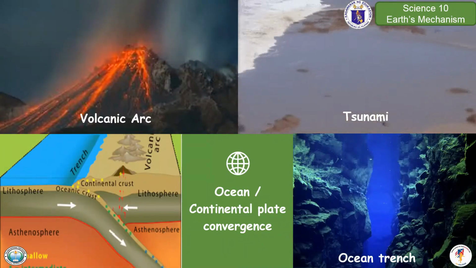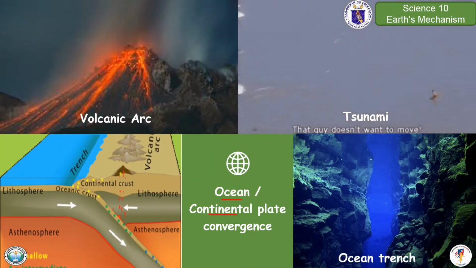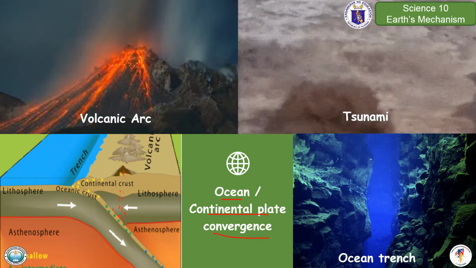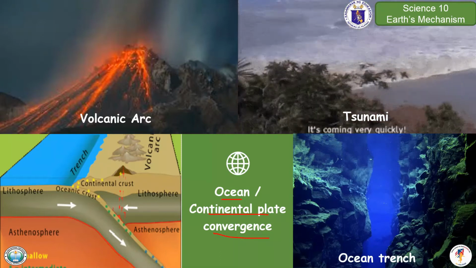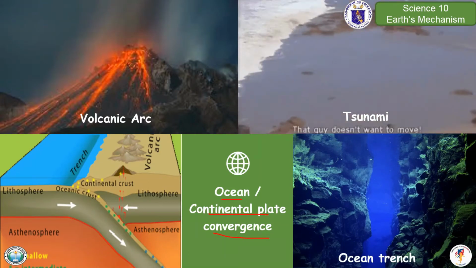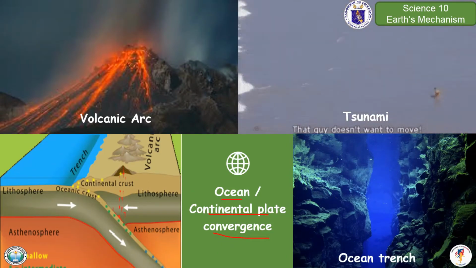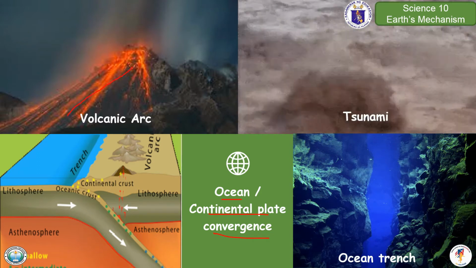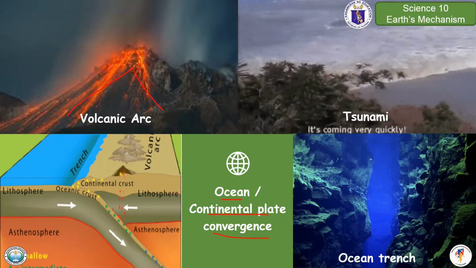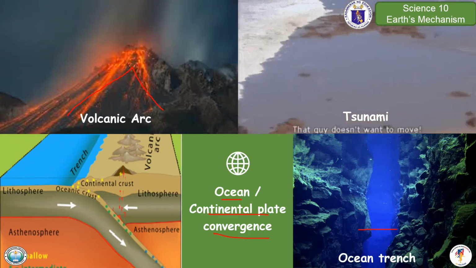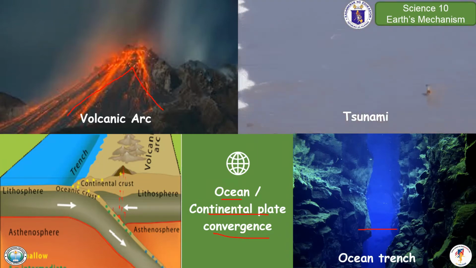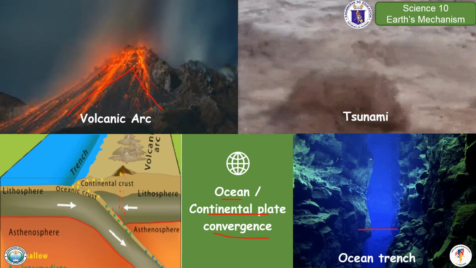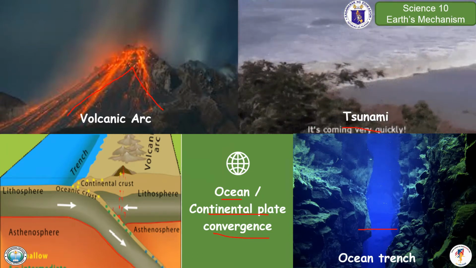For the second, an ocean and a continental plate convergence. For this type of convergent boundary, it may produce the following geologic events. Of course, it can produce earthquakes. It may also produce volcanic arcs, also trenches on the subduction zones, and just like the ocean-to-ocean convergence, it may also trigger tsunamis.